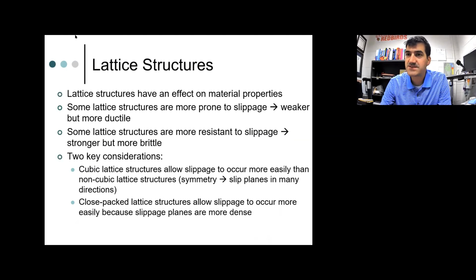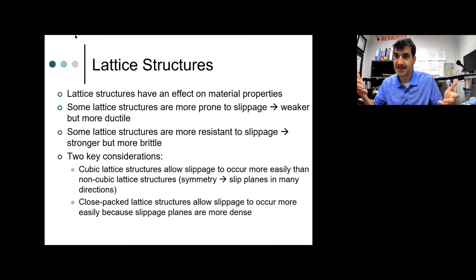All right, now let's talk about the impact of lattice structures on the mechanical properties of the materials, because they do. FCC materials have different properties than BCC and HCP. It affects the mechanical properties of the material. There are two key considerations that make an impact on the mechanical properties. The first one is that cubic lattice structures tend to allow slippage to occur more easily. In other words, you don't have to pull on it as hard to get plastic deformation.